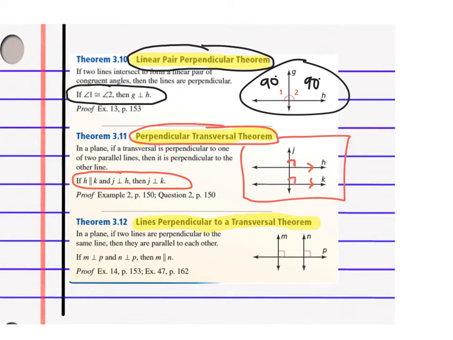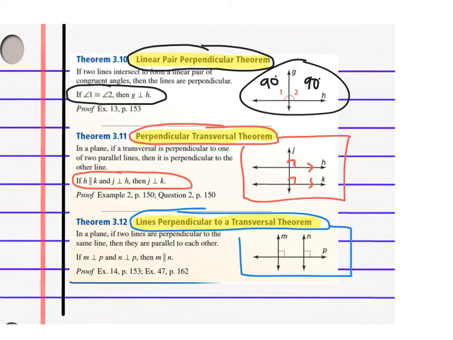All right, last one, the lines perpendicular to a transversal theorem, and I would draw the picture. If M is perpendicular to P, and N is perpendicular to P, so if M and N, I'll make those green, are both perpendicular, which they are, they're marked as being perpendicular, then you can also say that M is parallel, we'll add that, to N.